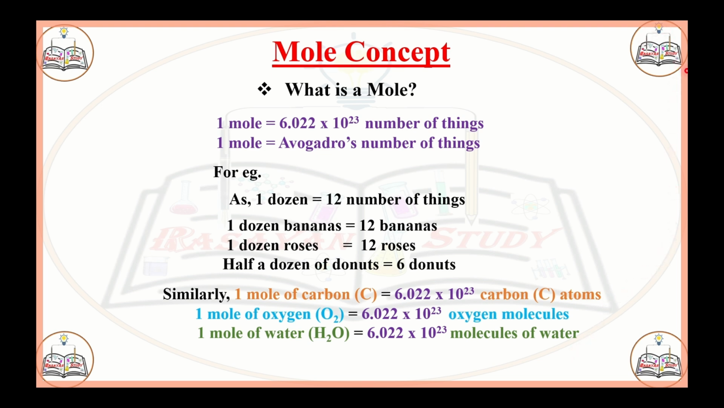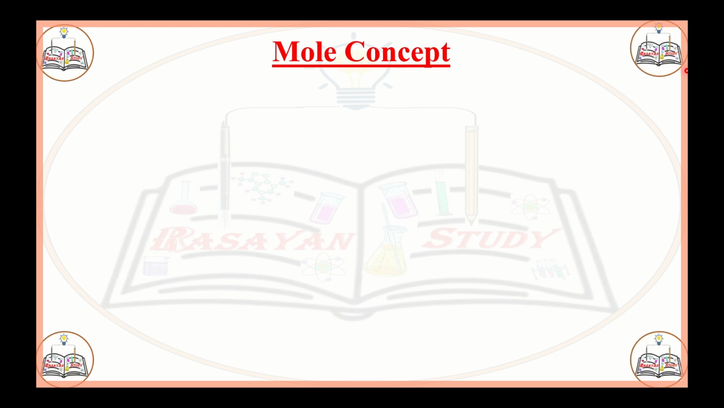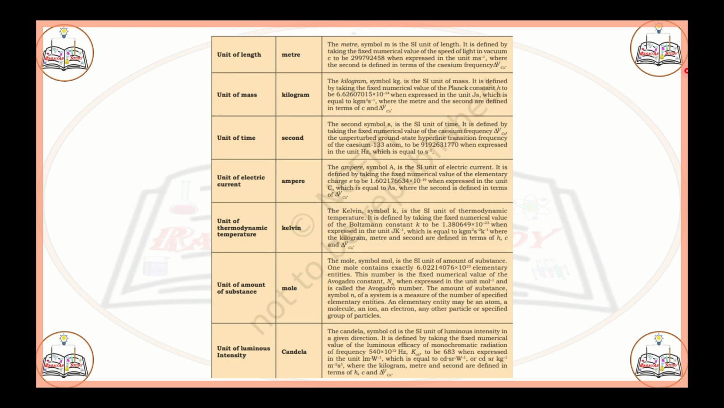Now move onwards to the definition of 1 mole. So the mole is one of the 7 SI base units, as given in the NCERT. What are the 7 basic units? It is meter for length, kilogram for mass, second for time, ampere for electric current, Kelvin for temperature, mole for amount of substance, and candela for luminous intensity.